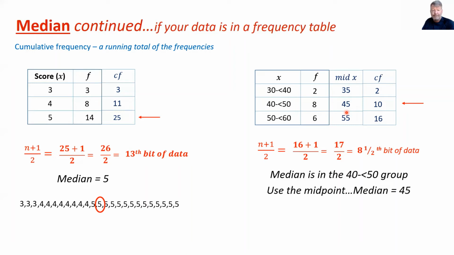Got that? N plus 1 over 2. Great little formula, especially if you've got 200 bits of data. 200 plus 1 is 201. So you're looking for the 100.5 bit of data. Then you just count to 100.5.